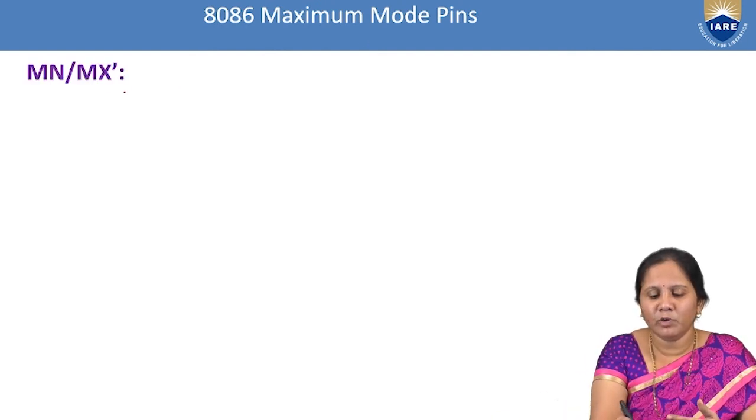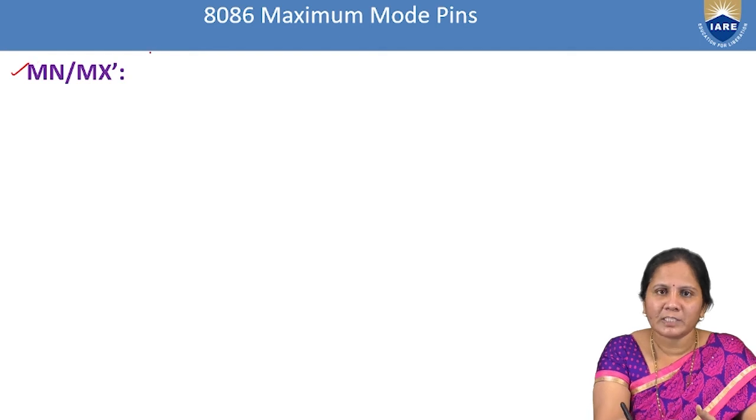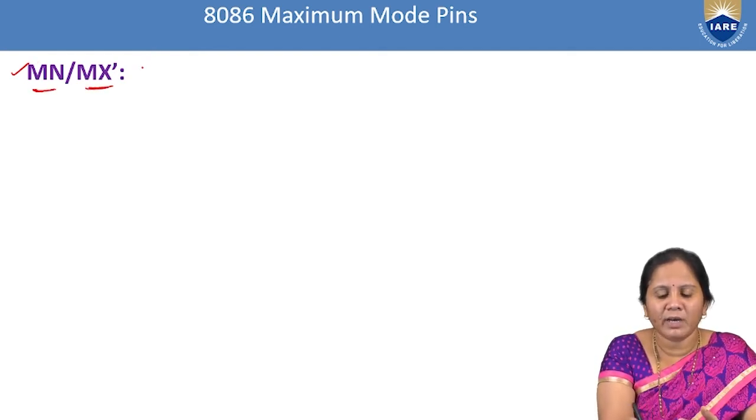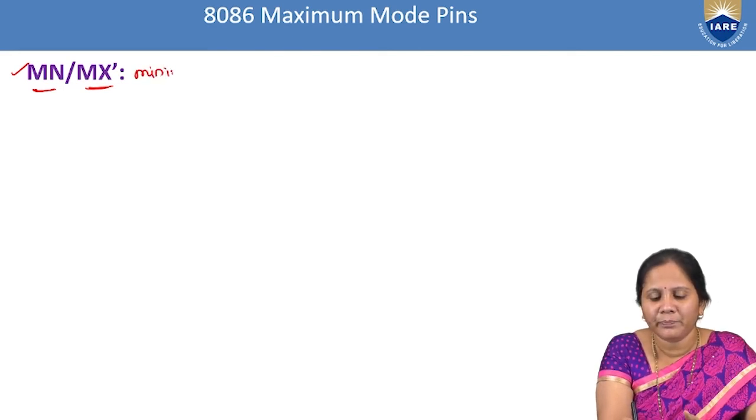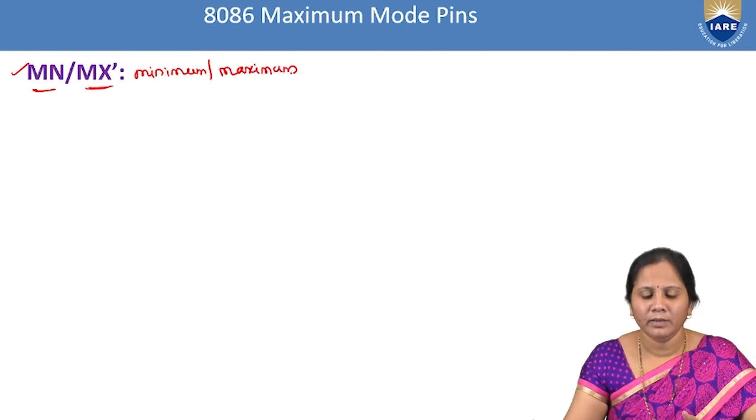And next, the maximum mode pins are MN/MX bar. MN is an active high signal, whereas MX bar represents an active low signal. MN stands for minimum and MX bar stands for maximum.